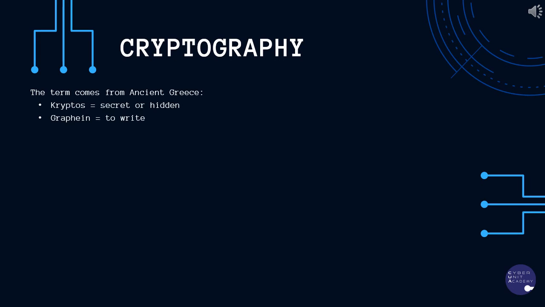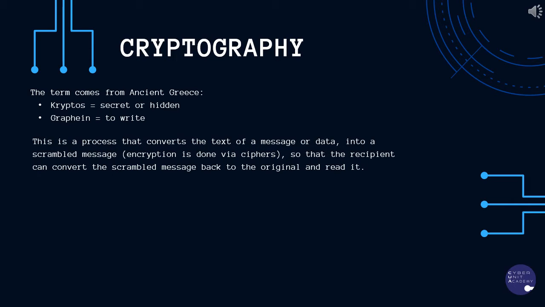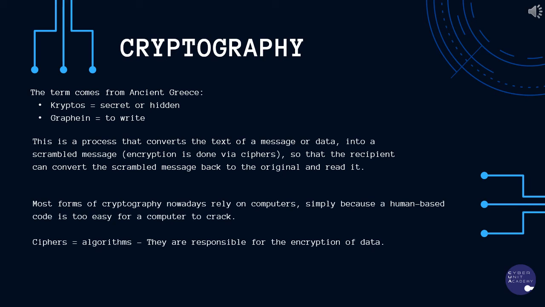The term cryptography comes from the ancient Greek words kryptos, which translates to secret or hidden, and graphein, which means to write. This is a process that converts the text of a message or data into a scrambled message, that changes the original so that the recipient can convert the scrambled message back to the original and read the content. Most forms of cryptography nowadays rely heavily on computers, simply because a human-based code is too easy for a computer to crack. Crypto systems use a set of procedures known as cryptographic algorithms or ciphers to encrypt plain text messages into ciphertext.